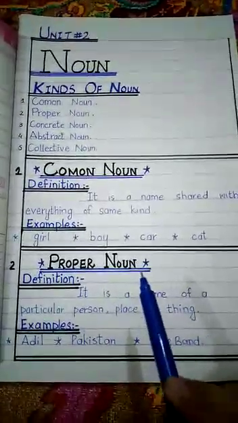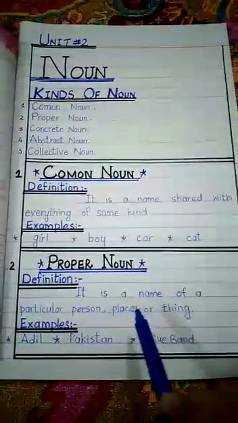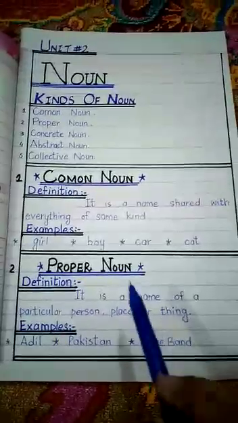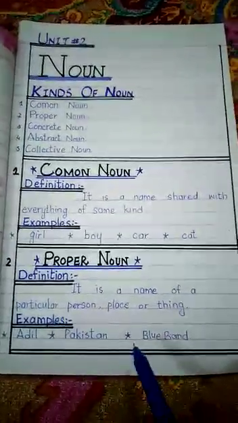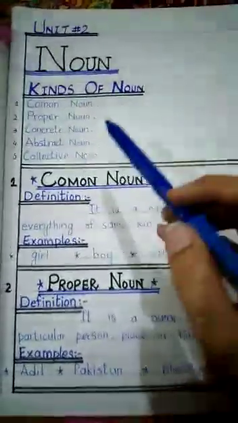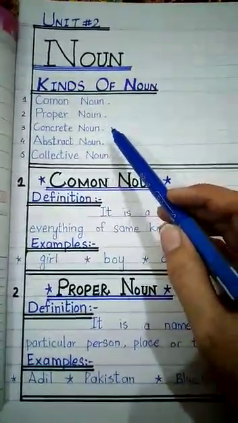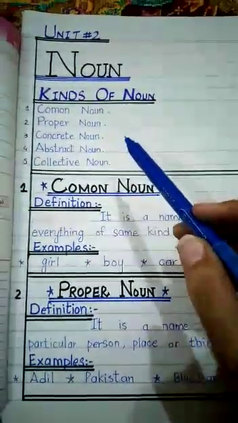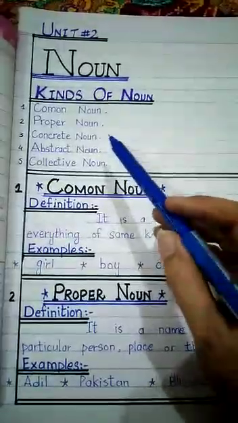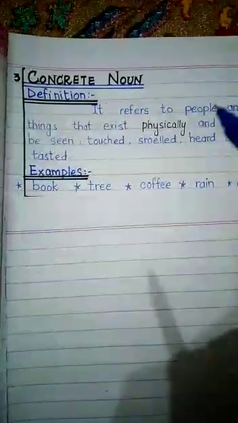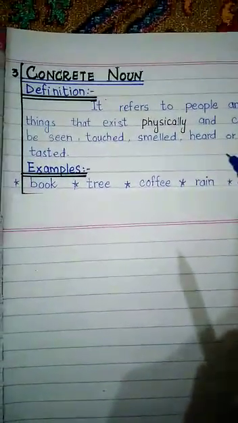Proper noun, right? Clear to you that the name of a particular person, place or thing is called the proper noun. Here I've given the examples, right? Now let's move towards the kind number 3, and that is the concrete, and then abstract, and then collective. Now let's do number 3. Now what is concrete noun?